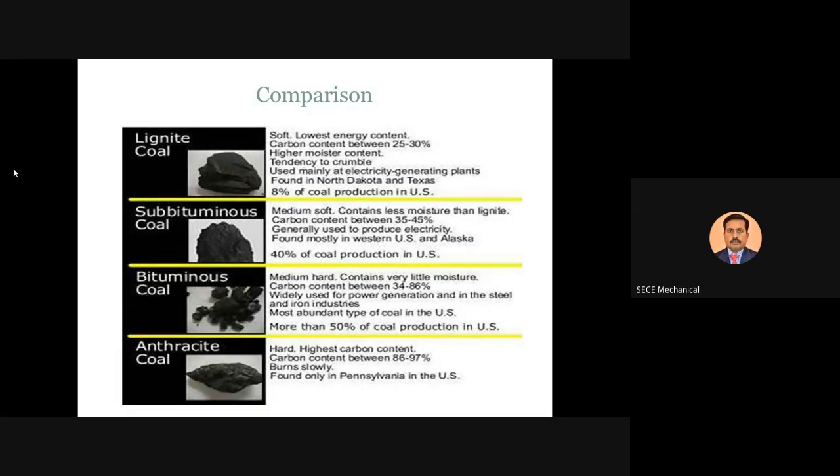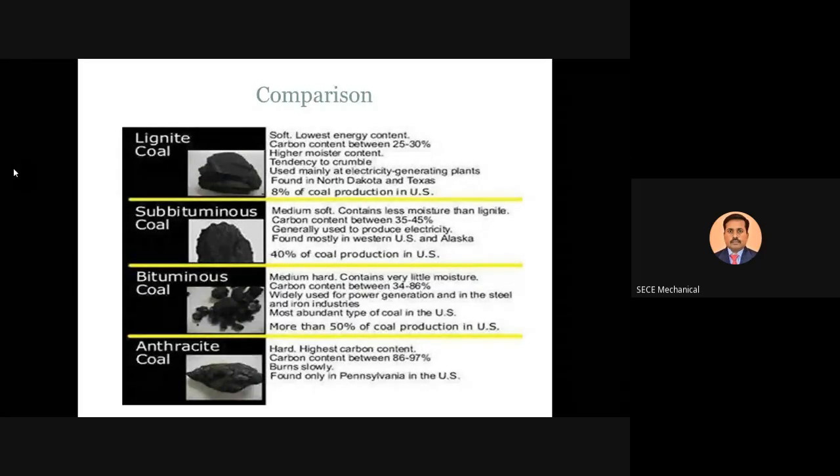But if you take bituminous coal, it's highly volatile. That means the burning of this bituminous coal is fast, so you will need more coal. The amount of coal needed to produce steam is very little in anthracite, and more is required in bituminous and subbituminous.